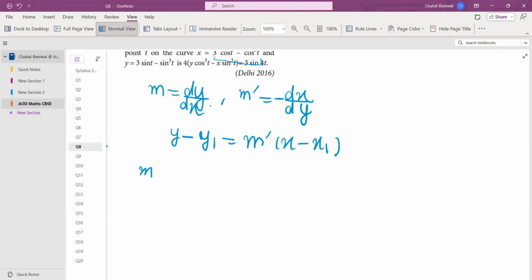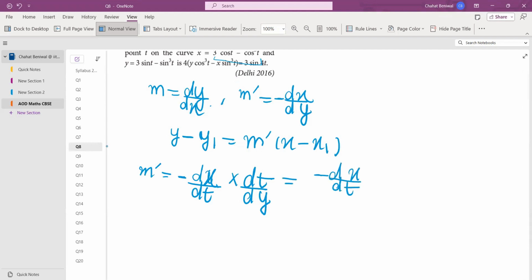So let us write the slope of normal in a different way. Okay. So we can write it like this. I hope there will be no problem if I write it by this, right? Because it will cancel and it will again become minus dx by dy. Can I write it like this also? I hope again no problem. So now what we have to do, we have to find dx by dt, dy by dt, substitute in this, and then substitute m dash in this equation. Okay.